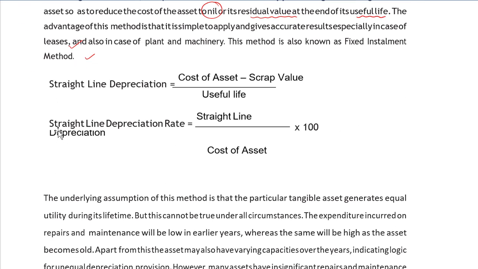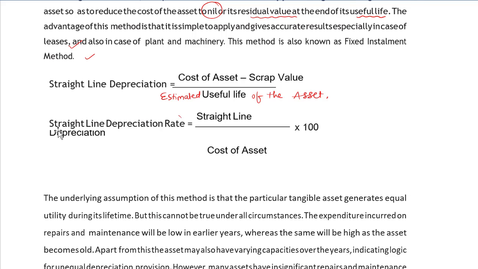Let us continue and see the formula for the straight line method, how to calculate the straight line method depreciation. We'll write the cost of an asset minus scrap value divided by the estimated useful life of the asset. What we'll get is the straight line depreciation.